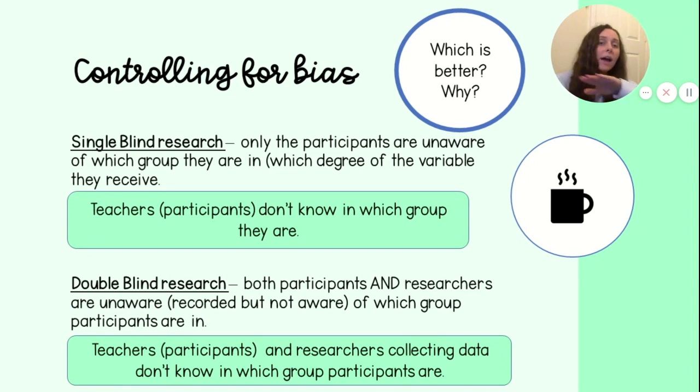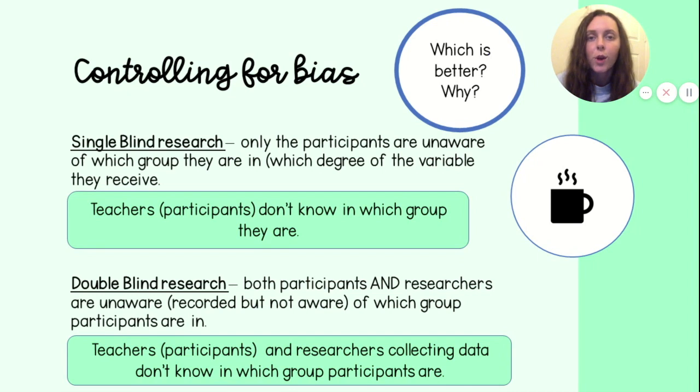Now, if you don't want to go that route, if you want no one to know, you're going to do a double-blind research or double-blind study. And this is where both the participants and the researchers are unaware which group the participants are in. So the teachers who are the participants and the researchers that are collecting the data don't know which group the participants are in. So think to yourself, which one do you think would be better and why do you think it would be better?